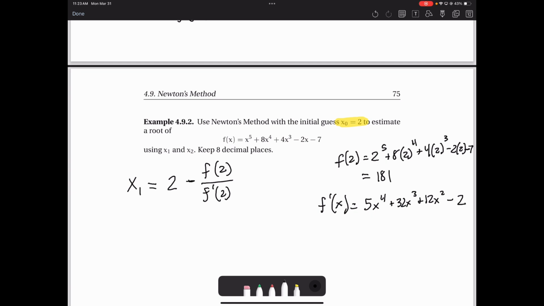Everybody okay with that derivative? Any questions about that derivative? What do I do with that derivative? Plug in 2. Let's see what we get. I get 5 times 2 to the 4th plus 32 times 2 to the 3rd plus 12 times 2 squared minus 2, and you get 382. You guys can all check my math later.